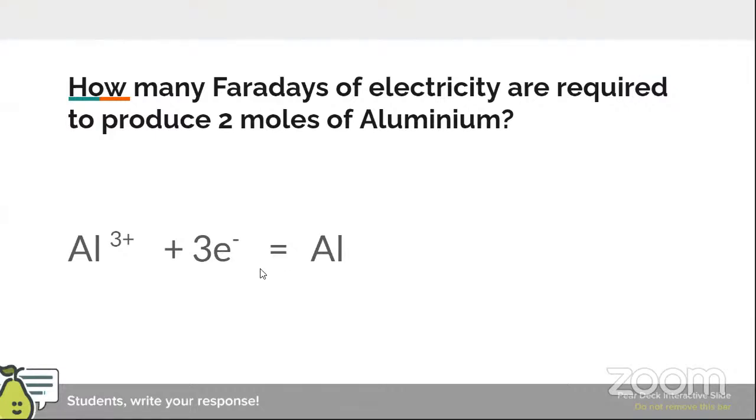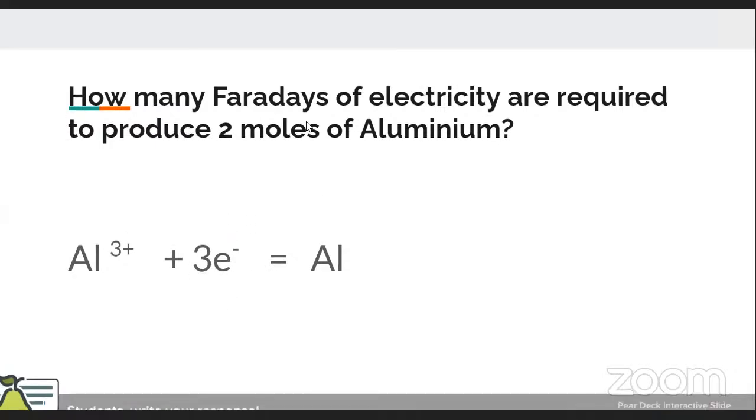All right. So the people who see 6 have read the question well. The people who are writing 3, you did not read the question properly. So you have to be focused. It says, how many Faradays are required to produce 2 moles of aluminium?